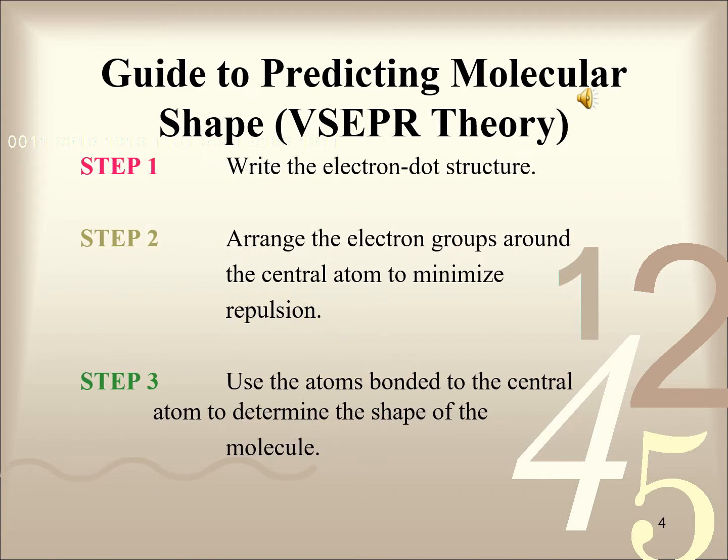Here are the steps to predicting molecular geometry. Even though your book gives you a three-step process, it really boils down to two steps. One, you're going to write the Lewis structure or the electron dot structure that we talked about earlier. Next, you're going to count the number of bonded pairs of electrons around your central atom and the number of unbonded pairs around your central atom. This ratio will dictate the shape of the molecule. Let's take a look.